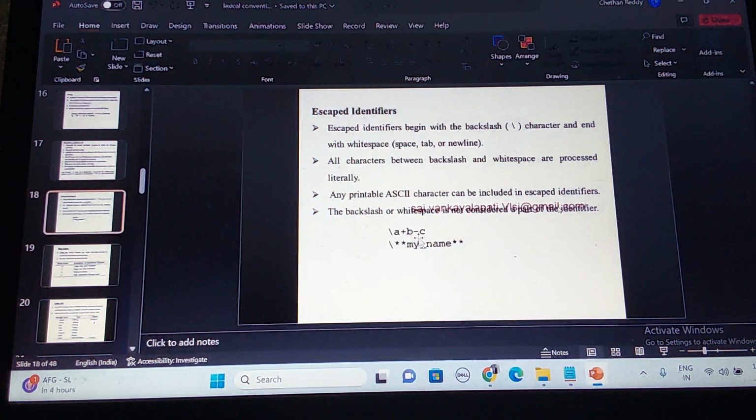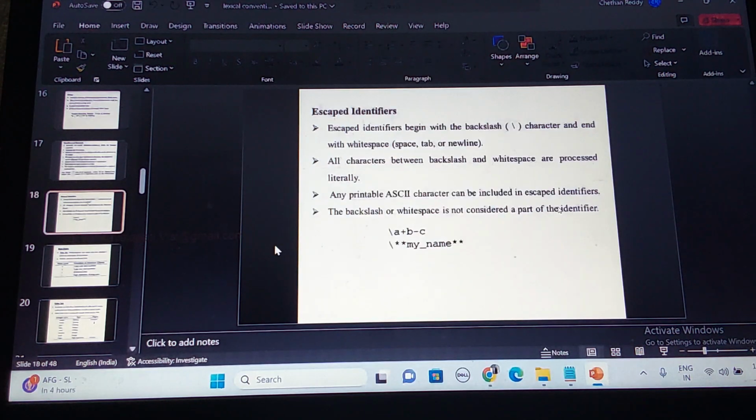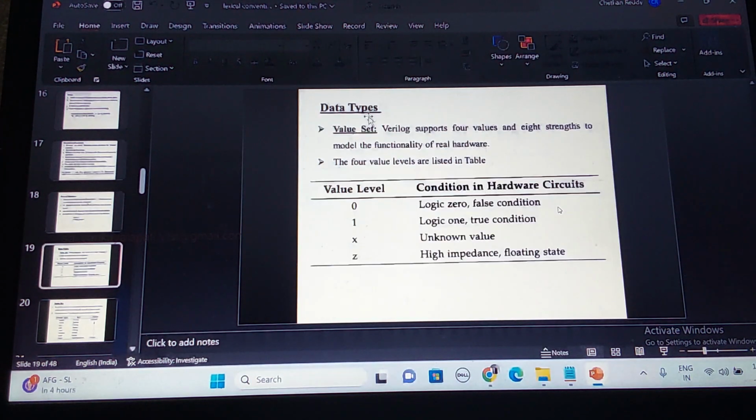This is also not a part of the identifier. This is a part of the identifier if I'm writing a backslash D backslash N. That is a part of the escape identifier. An escape identifier will be indicated by what? Backslash. Are you understanding? So this is regarding the escape identifier. Some of the escape identifiers are like backslash and so on. Verilog supports those data types we already dealt with: 0, 1, X and Z.